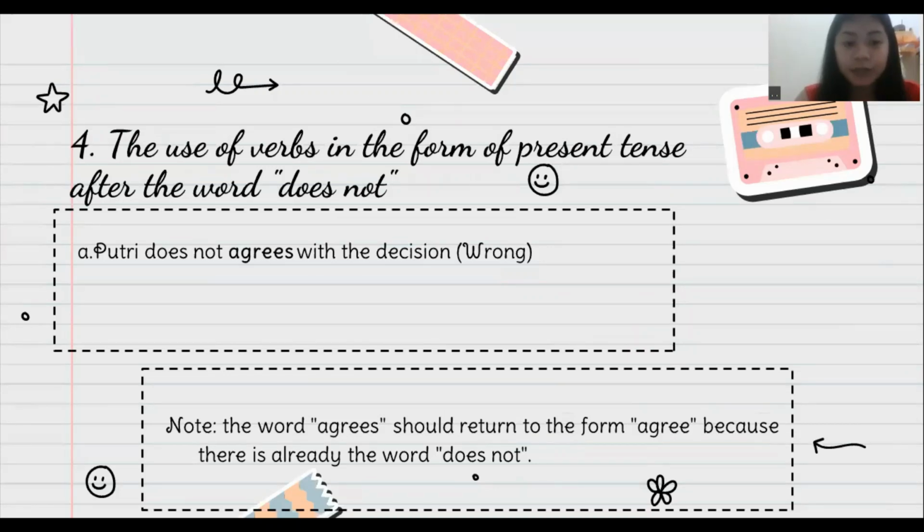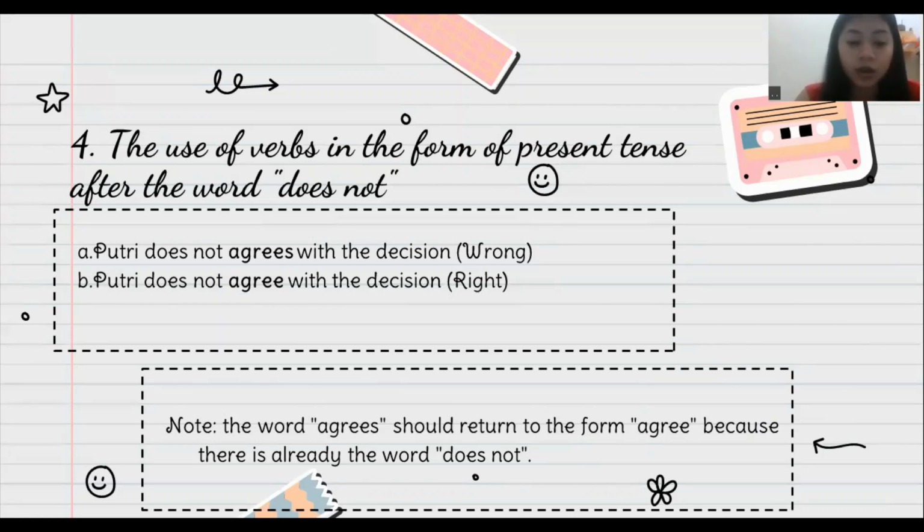Number 4, the use of verbs in the form of present tense after the word does not. For the example, "Putri does not agrees with the decision." The sentence is wrong, and the right sentence is, "Putri does not agree with the decision." Why? Because the word agrees should return to the form agree, because there is already the word does not.